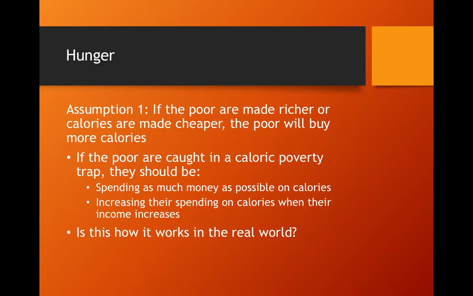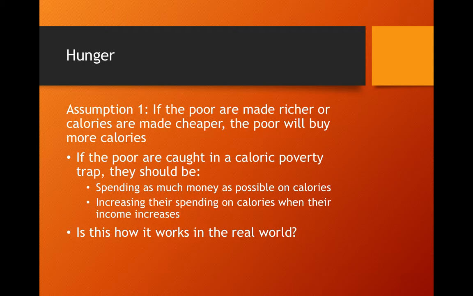So the assumption we're making, if we think that subsidized grain or free grain or free calories are the answer, is that if the poor are made richer or calories are made cheaper, the poor will buy more calories. Or say maybe our solution is just give poor people money and they'll buy more calories and get out of the poverty trap. We're still making this assumption.